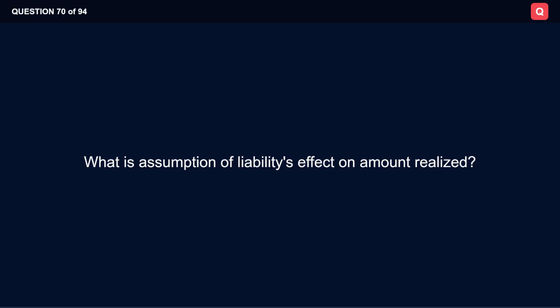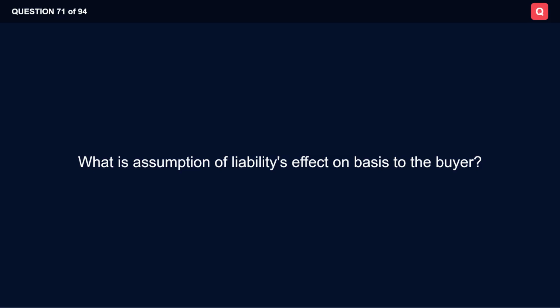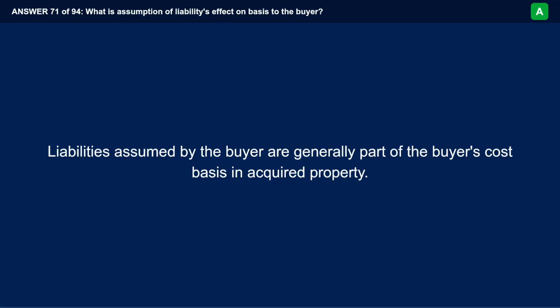What is assumption of liabilities effect on amount realized? Liabilities from which the seller is relieved generally increase the seller's amount realized. What is assumption of liabilities effect on basis to the buyer? Liabilities assumed by the buyer are generally part of the buyer's cost basis in acquired property.